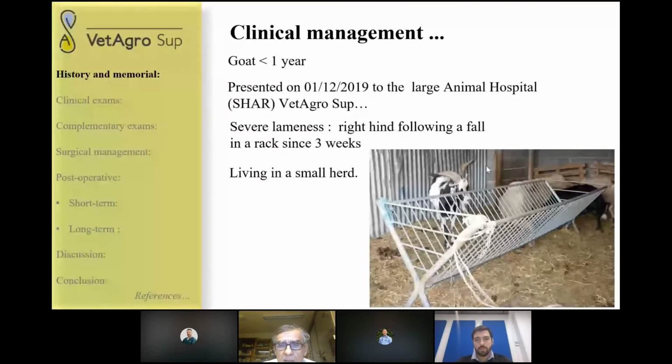This is a clinical case of a goat who was presented last year to our large animal hospital for a severe lameness of the right hind limb following a fall from a rack 3 weeks ago, and she's living in a small herd. Next slide.